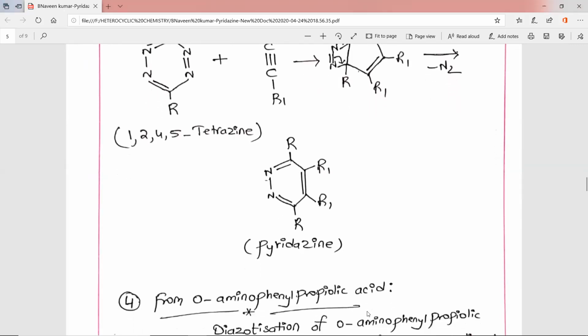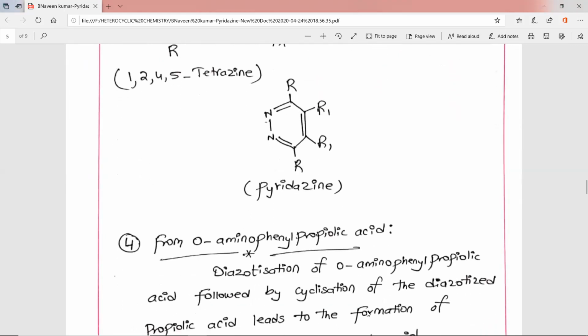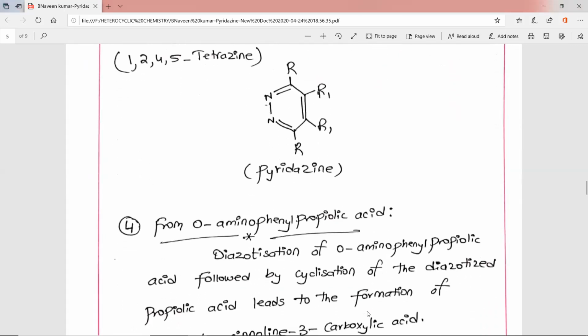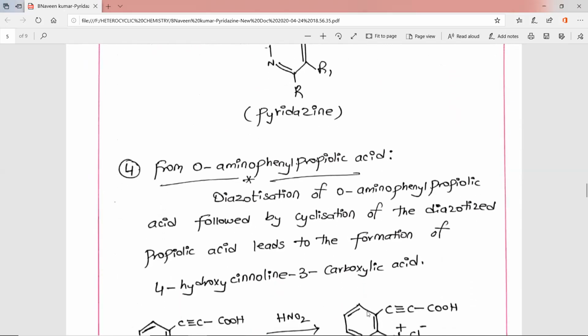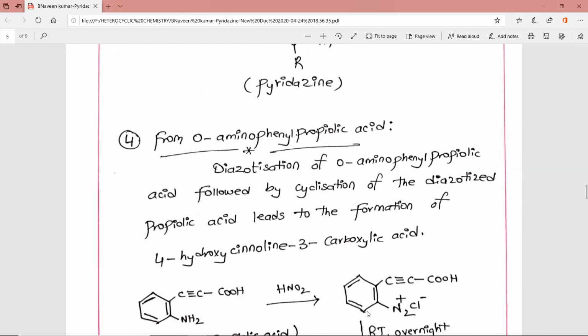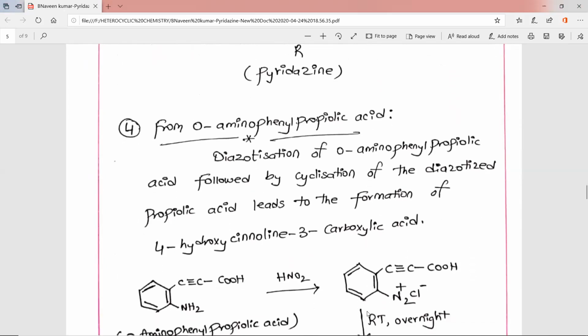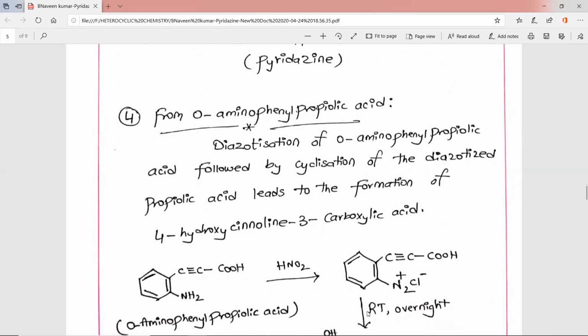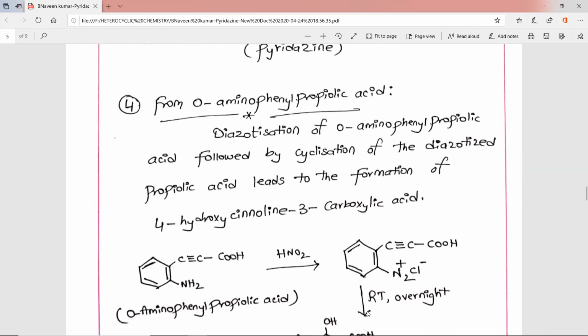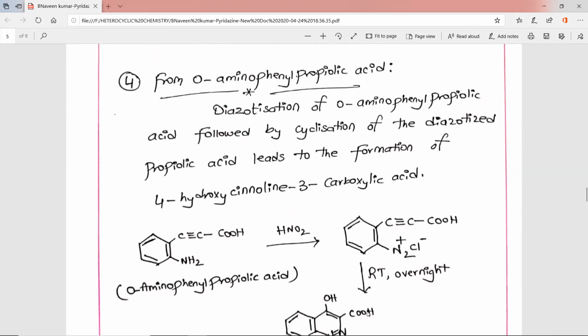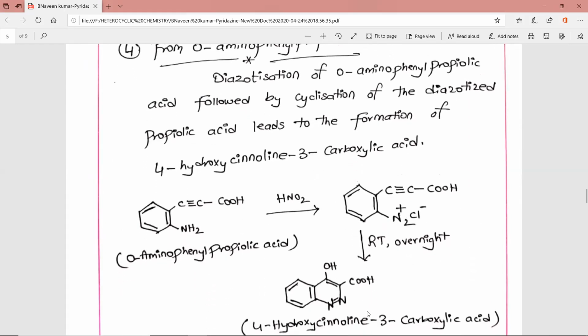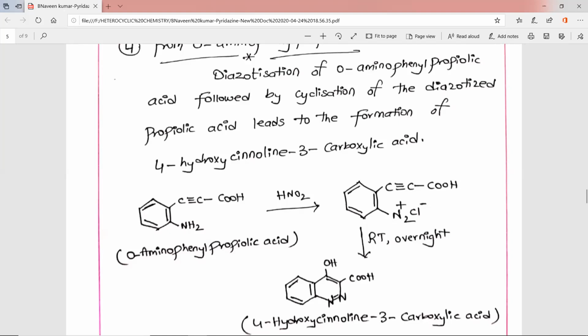These are the three important methods, and this fourth method is for the preparation of some benzo-fused pyridazines. So diazotization of ortho-aminophenyl propiolic acid followed by cyclization of the diazotized propiolic acid leads to the formation of 4-hydroxycinnoline-3-carboxylic acid. It is a benzo-fused derivative of the pyridazine.